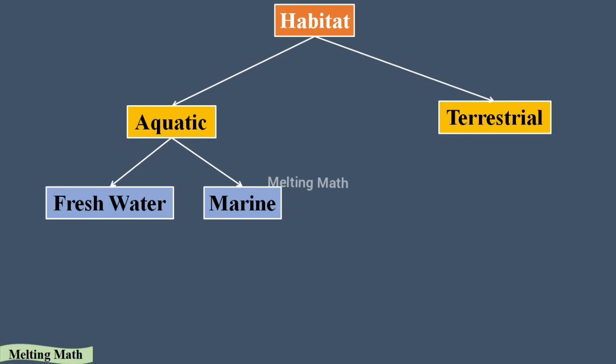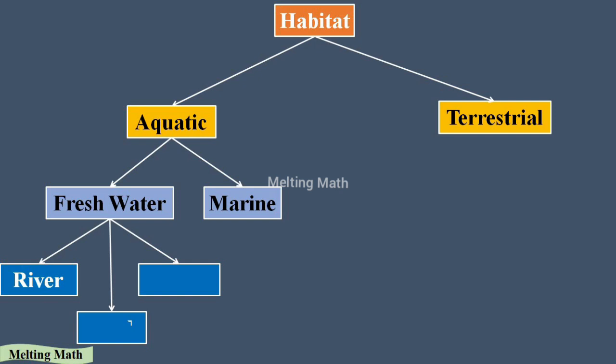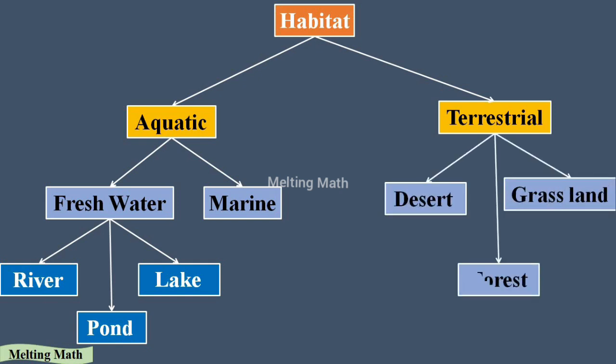In this, freshwater habitat is further classified into what? River habitat, pond habitat, lake habitat. From the other side, terrestrial habitat is further classified into desert habitat, forest habitat, grassland habitat. So this is the answer for it. These are the plants which grow only in suitable places. We already know it.